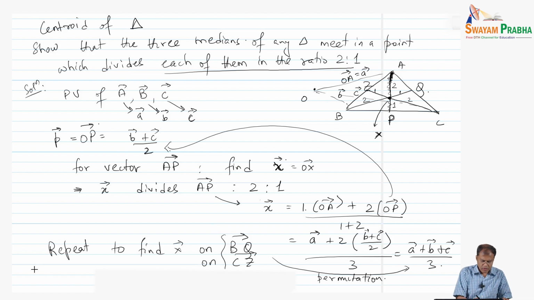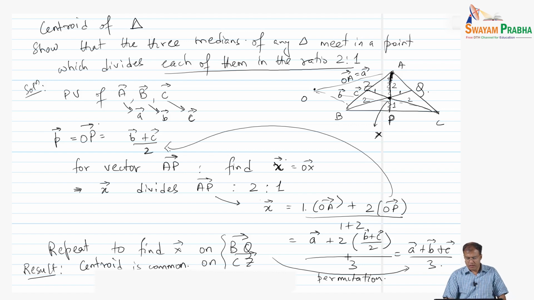So what do we have? The result is, what I am trying to convey, that the centroid is common, which has the position vector given by this quantity that we have just found. Okay, so that completes the problem here: the centroid is common and it divides the median lines in the ratio 2:1.